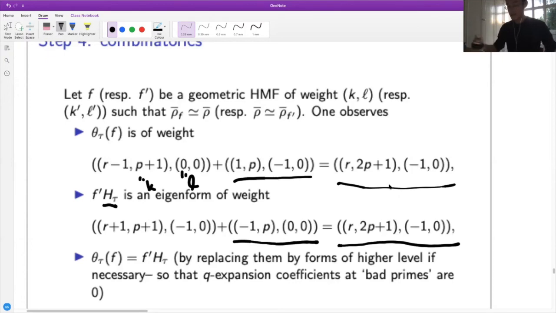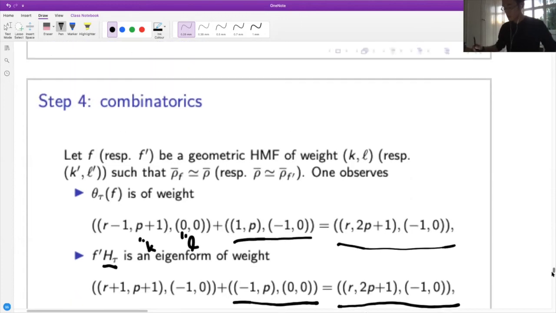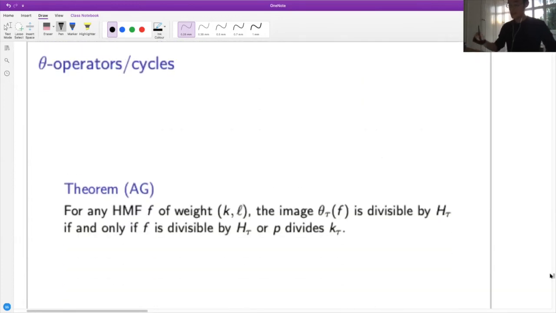And so the expectation is that these two forms should be equal, and you can indeed check that by replacing, if necessary, by forms of higher level to make the q-expansion coefficients 0 at the primes which are not coprime to the level. You can match up every single q-expansion coefficient in both. So what does it say? Well, the punchline is the following. Now we can use the theorem originally proved by Andreatta and Goren, which says the following.